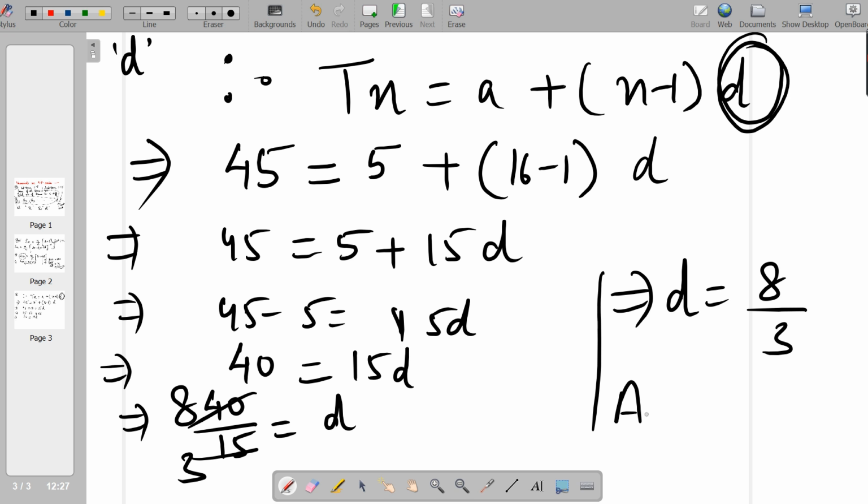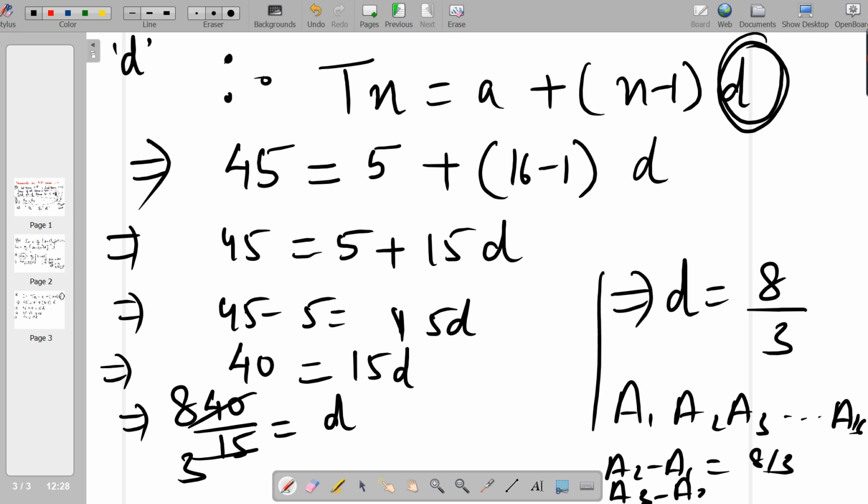Means you have the total elements a1, a2, a3, dotted up to a16. So when you subtract a2 minus a1, it will give you 8 by 3. If you subtract a3 minus a2, it will give you 8 by 3. So this is the common difference for this particular series.